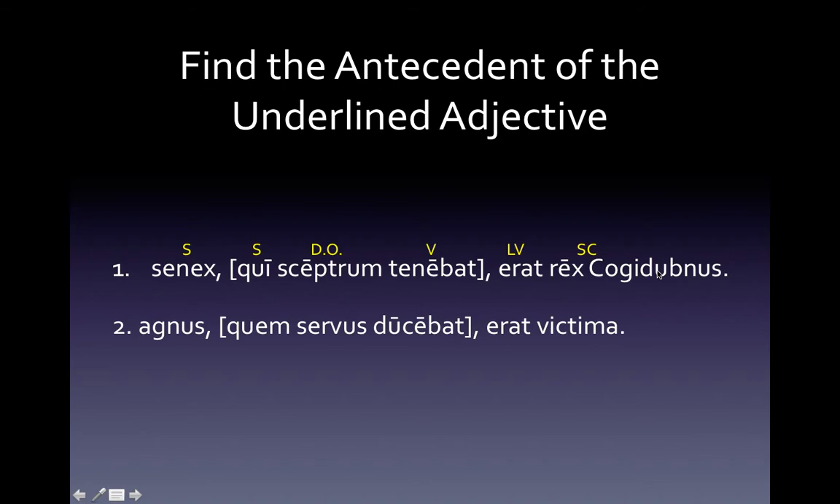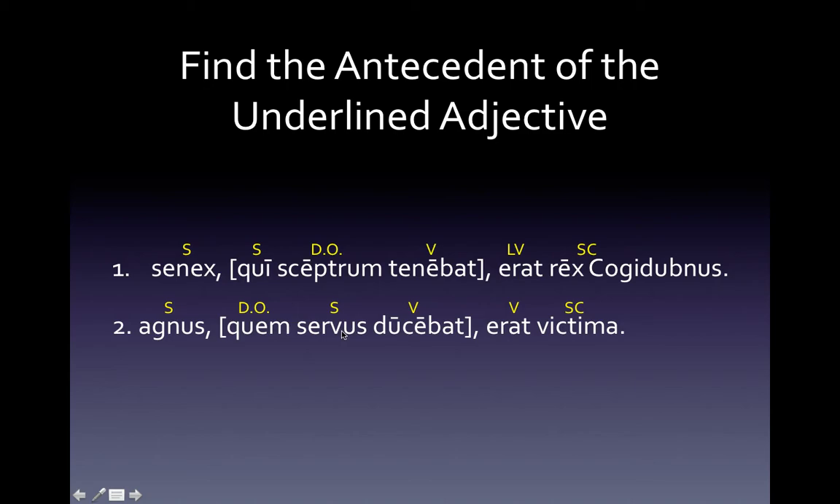All right, for this one, the relative clause was quem through ducebat. Remember, the relative pronoun starts it, the verb ends it. So go ahead and label it. We've got Agnes, nominative, therefore the subject. Quem, em, that is your masculine accusative singular in your charts.